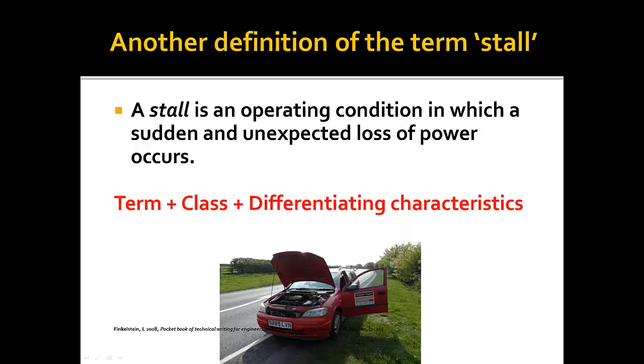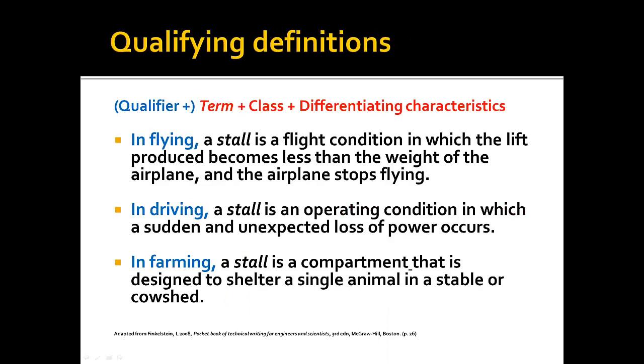But a stall can also be other things. A stall is an operating condition in which a sudden and unexpected loss of power occurs. That might be suitable for a car. So very different. How do we differentiate between these? Well, one thing we can do is add a qualifier to the beginning. For example, in flying, a stall is a flight condition in which the lift produced becomes less than the weight of the airplane and the airplane stops flying. Okay, good. In driving, a stall is an operating condition in which a sudden and unexpected loss of power occurs.